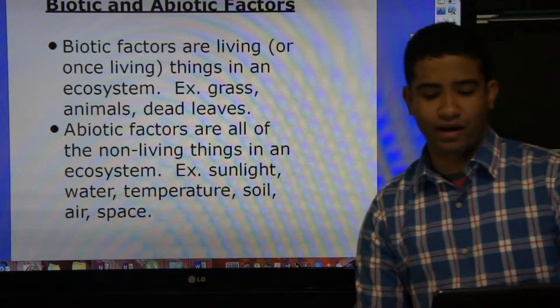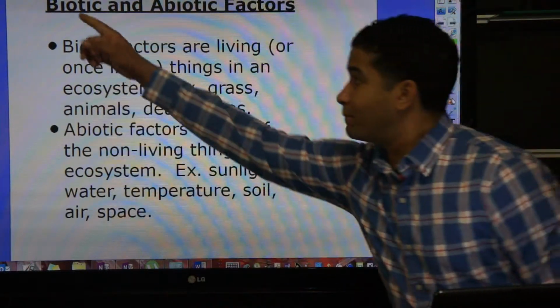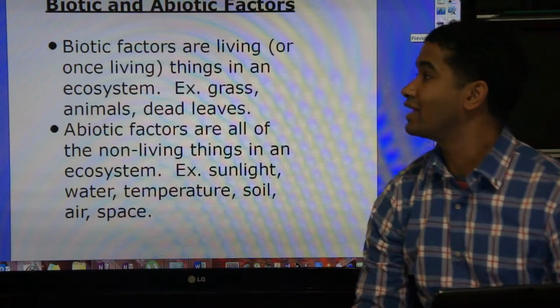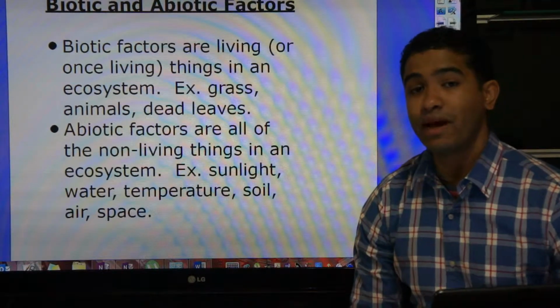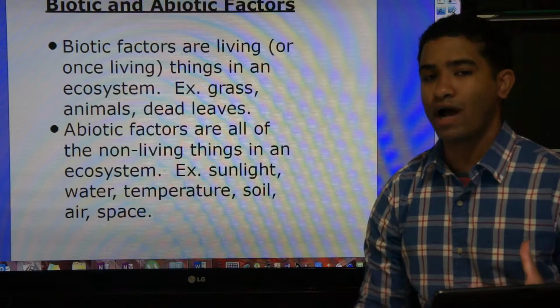So what is a biotic factor? What is an abiotic factor? Well, first of all, bio means life, like biology. Biology is the study of life, and this unit that we're studying is a biology unit.